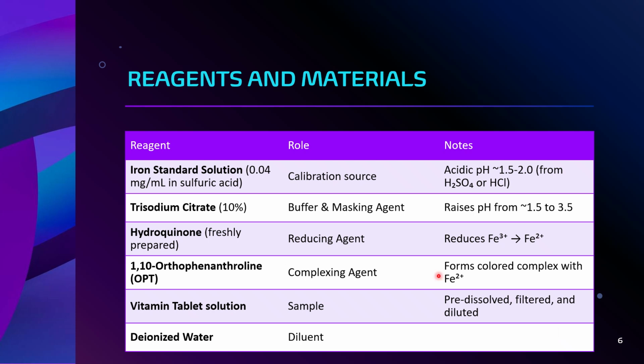Now, these are the reagents that you will need in your experiment. We will give you an iron standard with an approximate concentration around this. You can find the accurate concentration on the volumetric flask on the day of your performance. We will need trisodium citrate, then hydroquinone, then orthophenanthroline, and all these things. You can see the role of each and every reagent in your experiment.